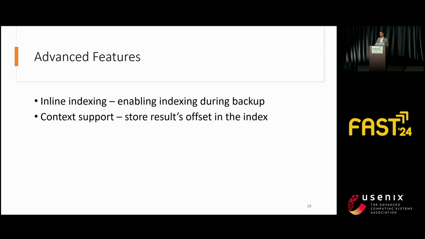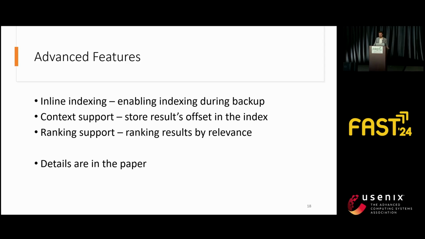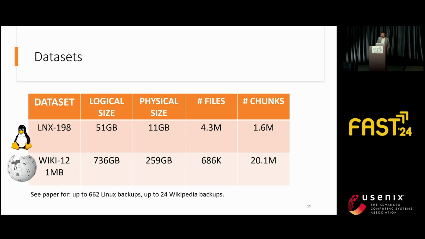We also added support for context, for storing offsets, which required modifying both the Lucene index to index the relevant data and our chunk to file map, and the ranking similarly. The details are in the paper. That's a more complex implementation that I'm not going to go into. All right, so we're going towards the evaluation.